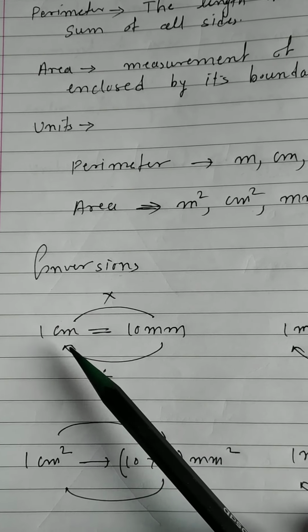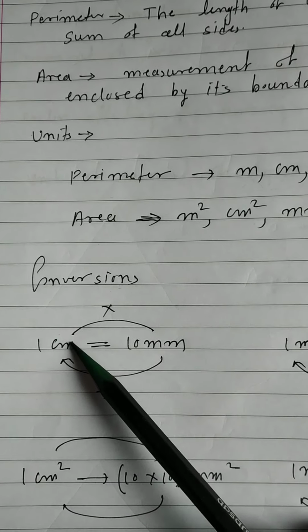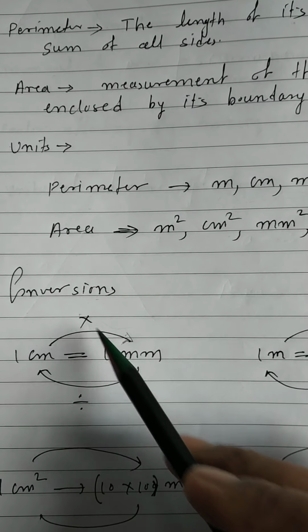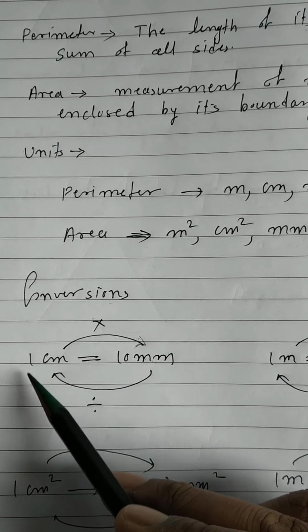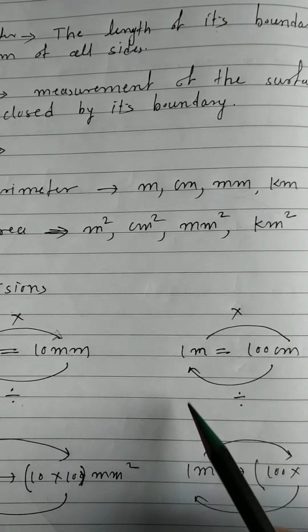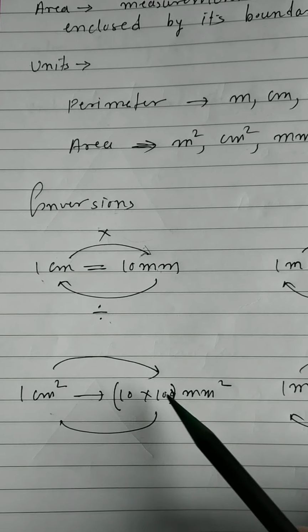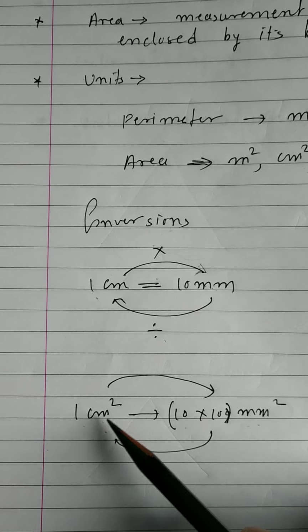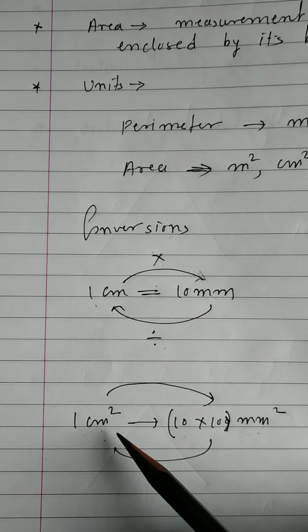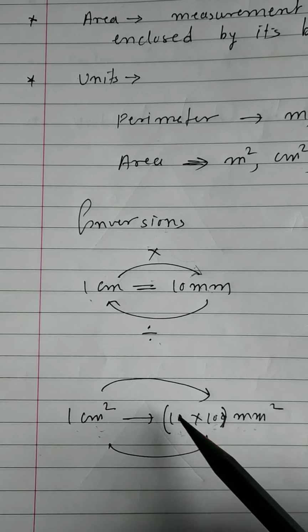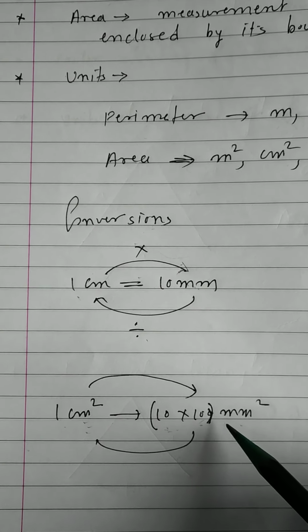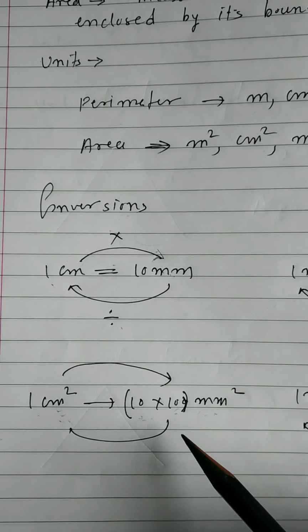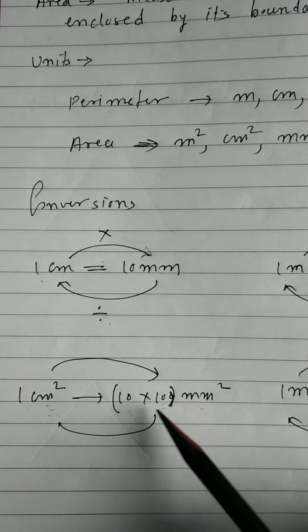Now we need to understand the conversions. We all know 1 centimeter is equal to 10 mm. So when you convert centimeter into mm, multiply by 10. When you convert mm into centimeter, divide by 10. Okay? But when you convert 1 centimeter square into mm square, this is for perimeter, this is for area. So 1 centimeter square will be how many times mm? 2 times. That means you have to multiply 10 two times, to convert centimeter square into mm square. But when you convert mm square into centimeter square, you have to divide by 100, that is 10 two times.